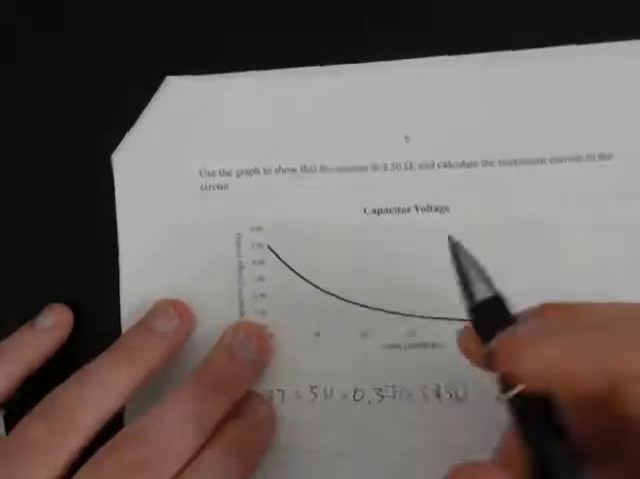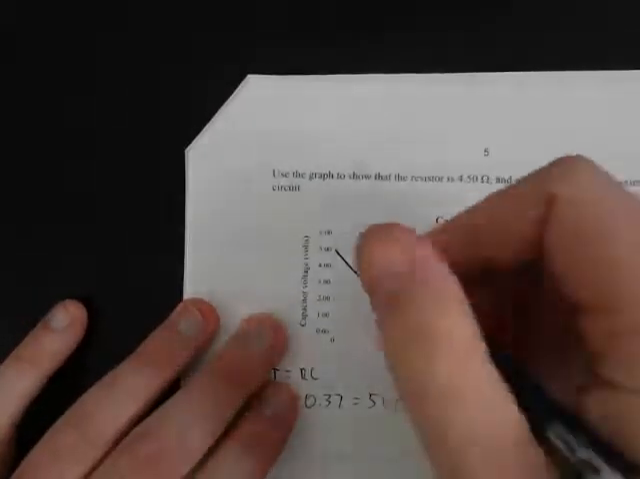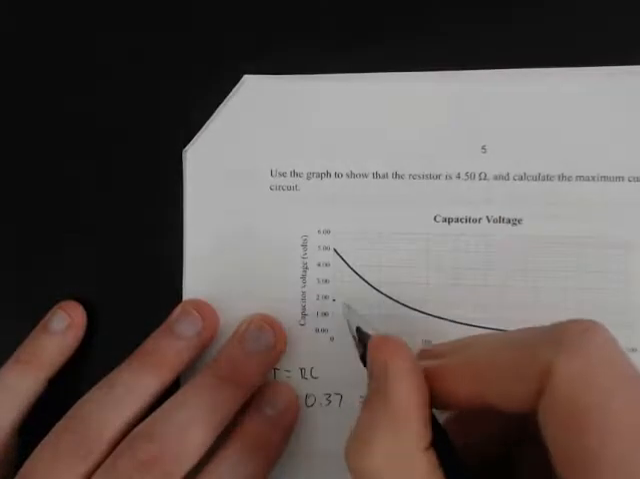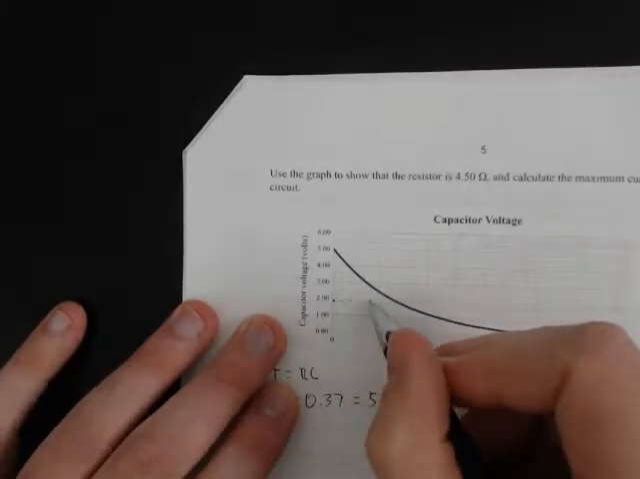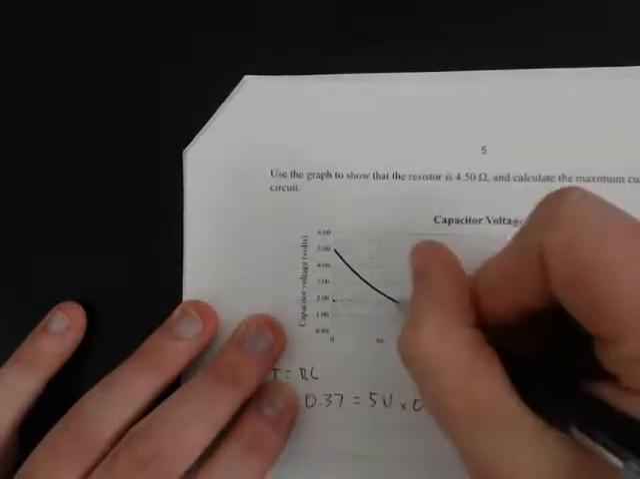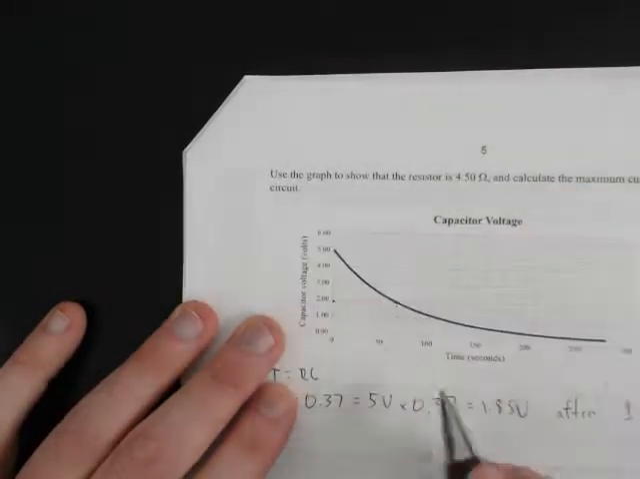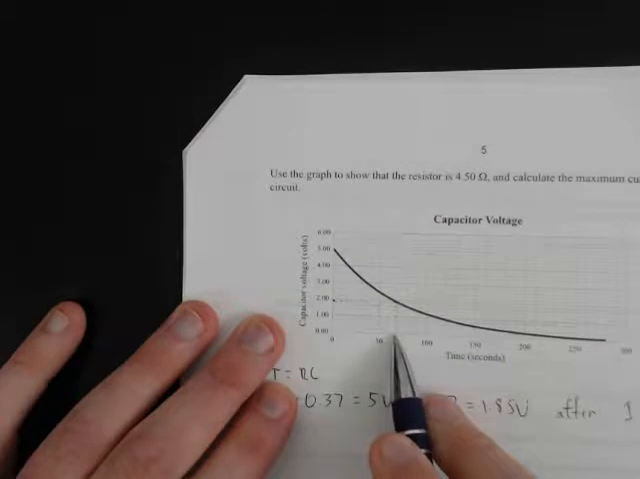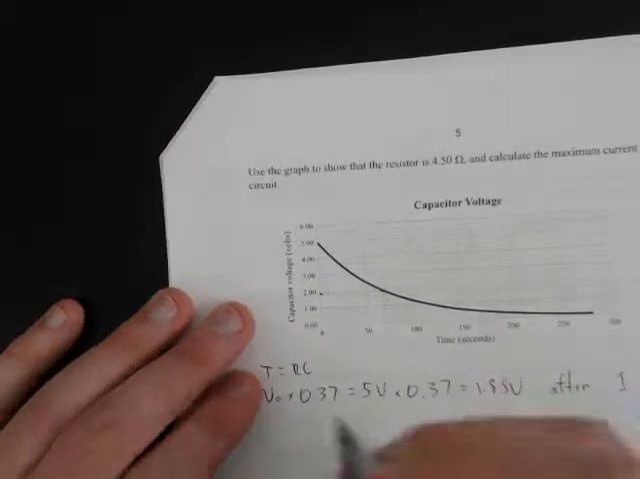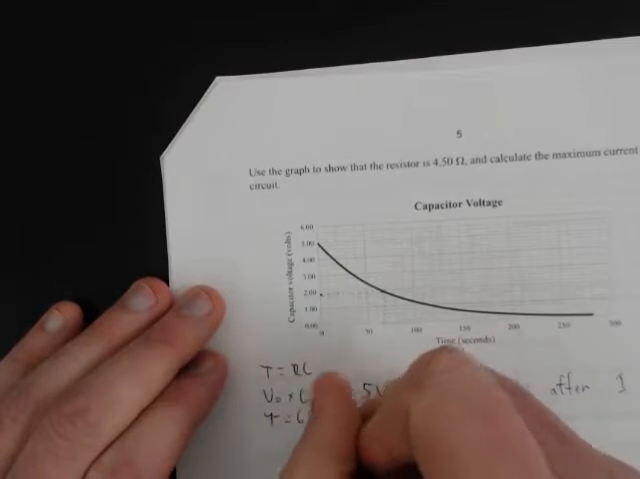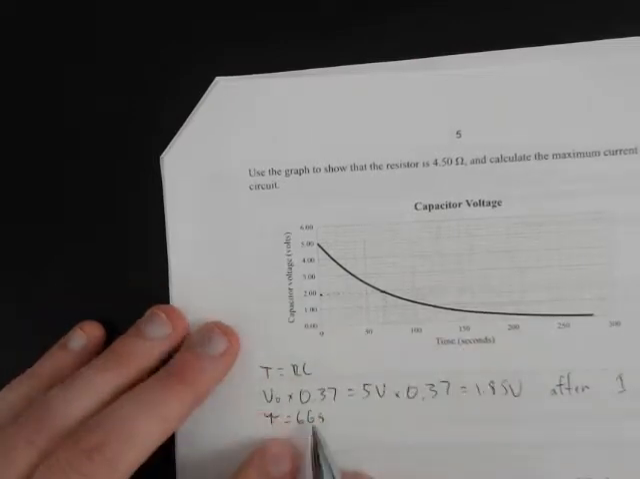So let's just go onto our graph. Let's find 1.85 volts, which is just somewhere below 2 volts. And if I follow the line across, I can sort of see down to here, follow this down, it's 50, 60, 65, 66. So roughly we've elapsed 66 seconds. So our time constant is 66 seconds.